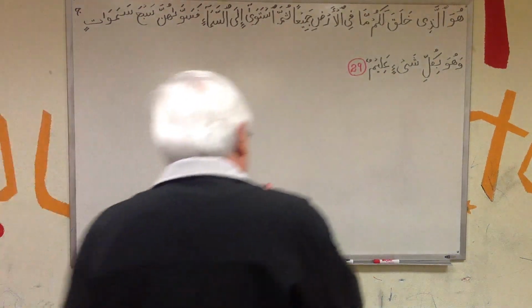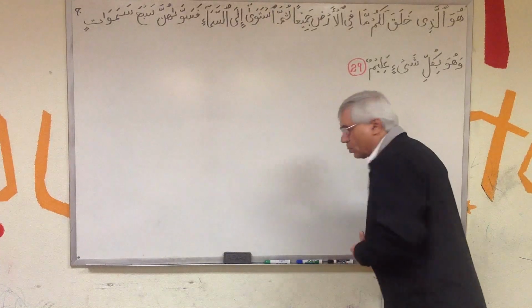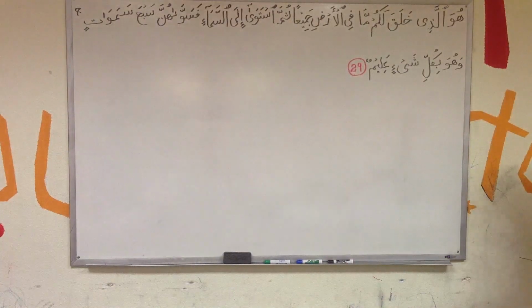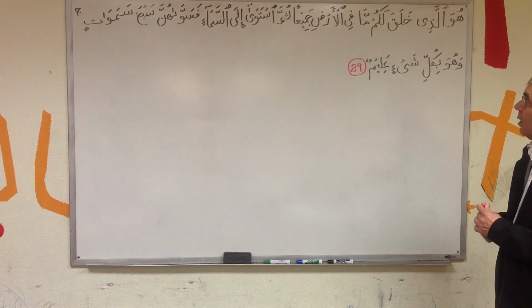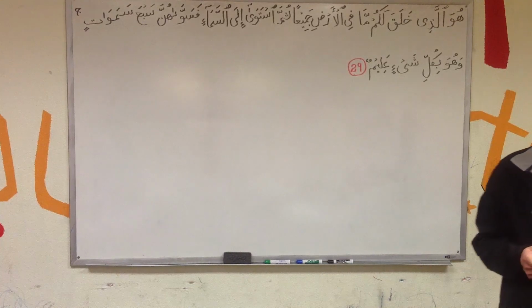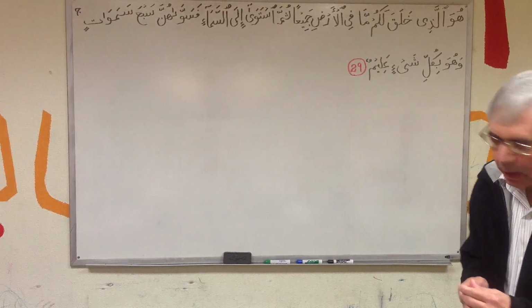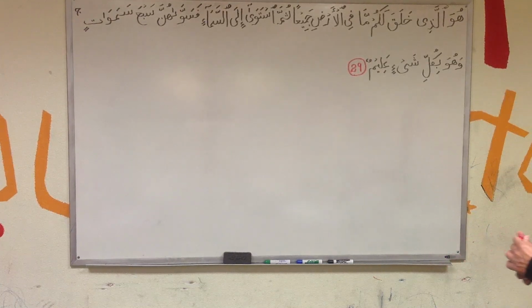So inshallah we will do ayah number 29 today of Surah Al-Baqarah. A'udhu billahi minash shaitanir rajeem. Bismillahir rahmanir rahim. Huwa alladhi khalaqa lakum ma fil ardi jami'an thumma istawa ila as-sama'i fasawwahunna sab'a samawat wa huwa bikulli shay'in alim. Inshallah we'll understand the details of this ayah and the vocabulary and the grammar of this.